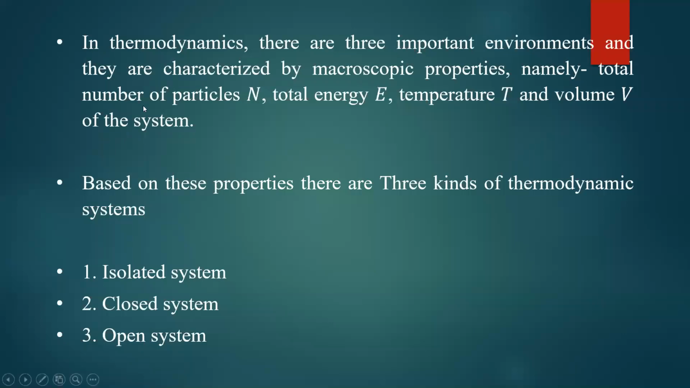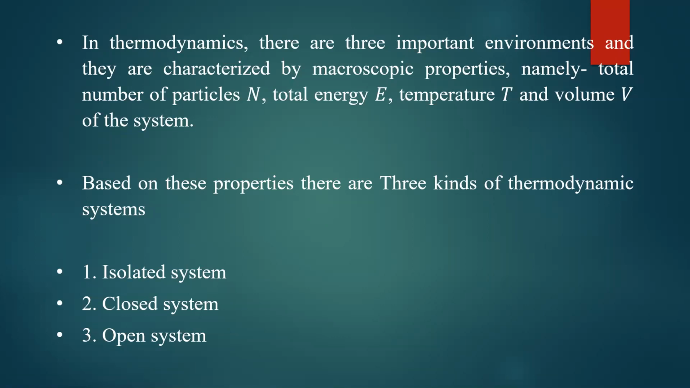Basically, in thermodynamics there are three important environments, characterized by macroscopic properties, namely total number of particles, total energy, temperature and volume of the system. They are the characteristic properties of a thermodynamic system. Based on these properties, there are three types of system: one is the isolated system, the second is the closed system, and the third is the open system.